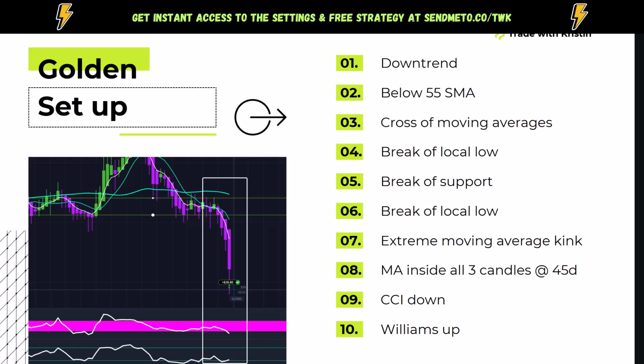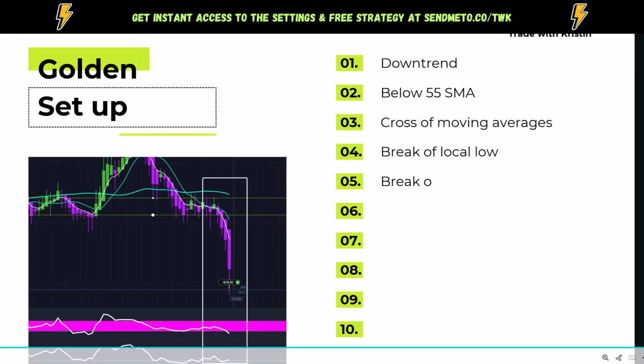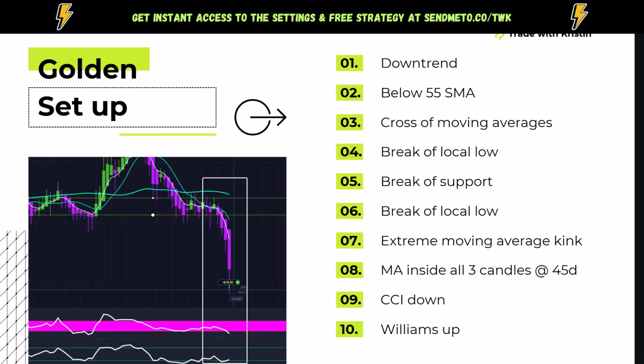Okay, and you can trade whatever asset that you want. I personally use currencies. So now there's only 9 steps on here because unfortunately one of them is duplicated, but we are in a downtrend. We are below the 55 SMA, cross of our moving averages, break of local low, break of support, and then we have an extreme moving average kink. That moving average is inside all 3 candles at a 45-degree angle. CCI is down and Williams is up. That is it. This is profitable. Go find it in the charts and let's check it out live what this looks like.